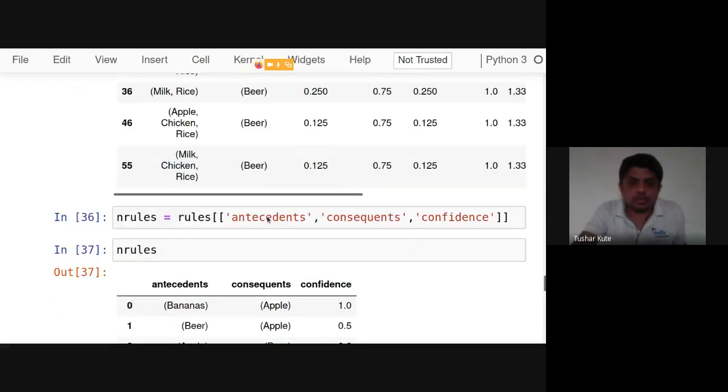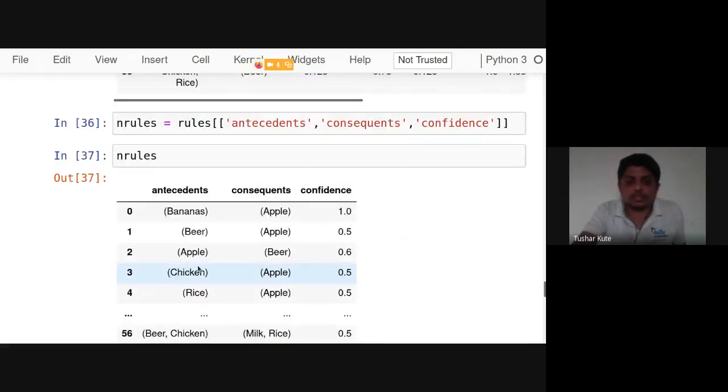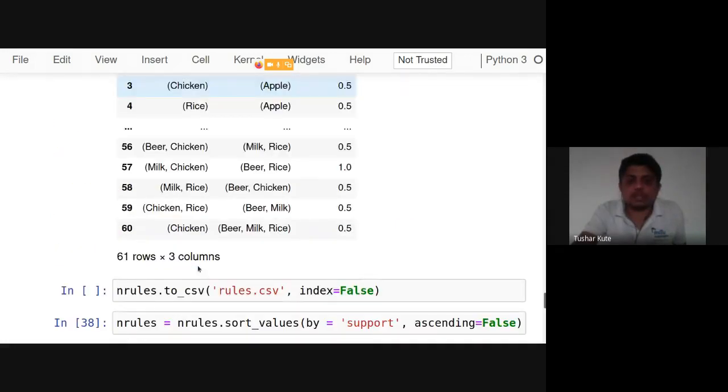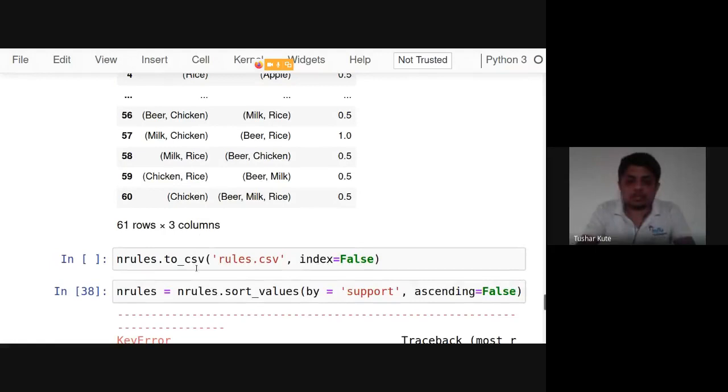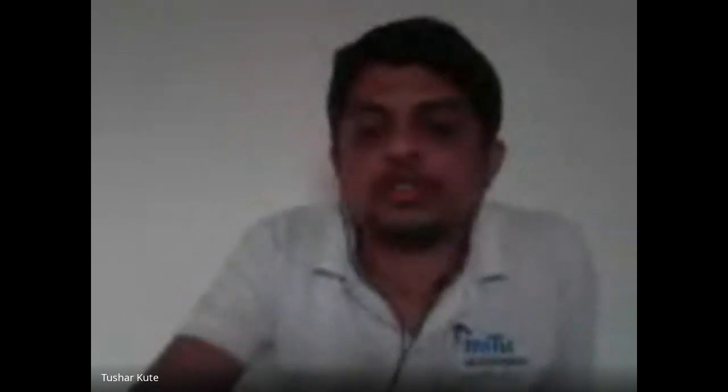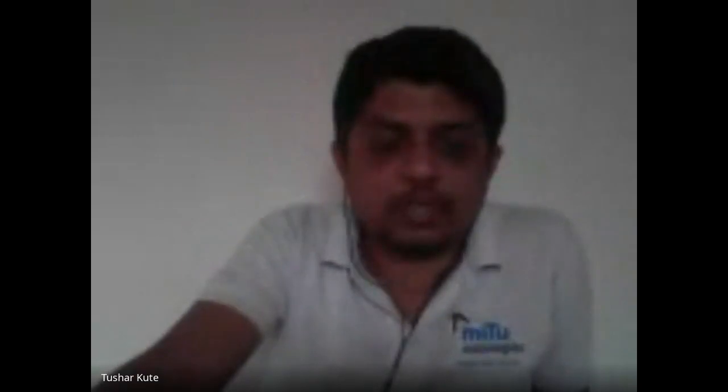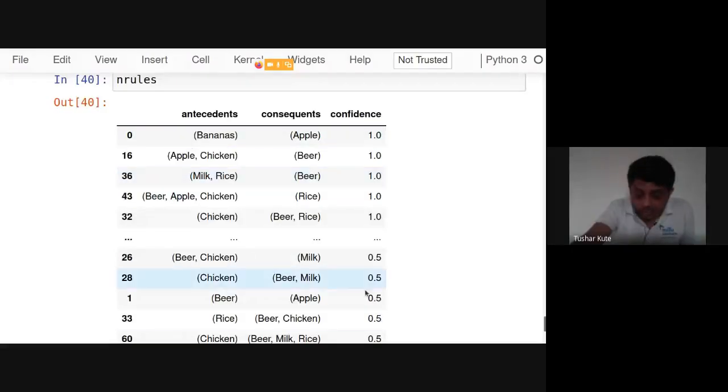The rules have changed actually. I want to sort by confidence. I can sort the rules by confidence, from the highest confidence rule to the lowest confidence: highest 100%, and lowest 50%. I have sorted them. You can check rows 0, 16, 36, 43. These numbers are there, but the rules are sorted accordingly.